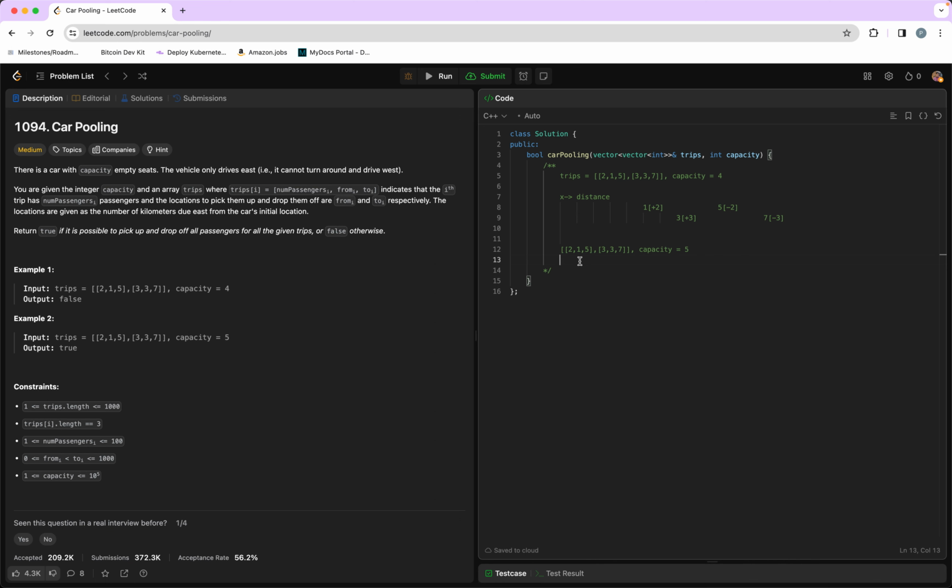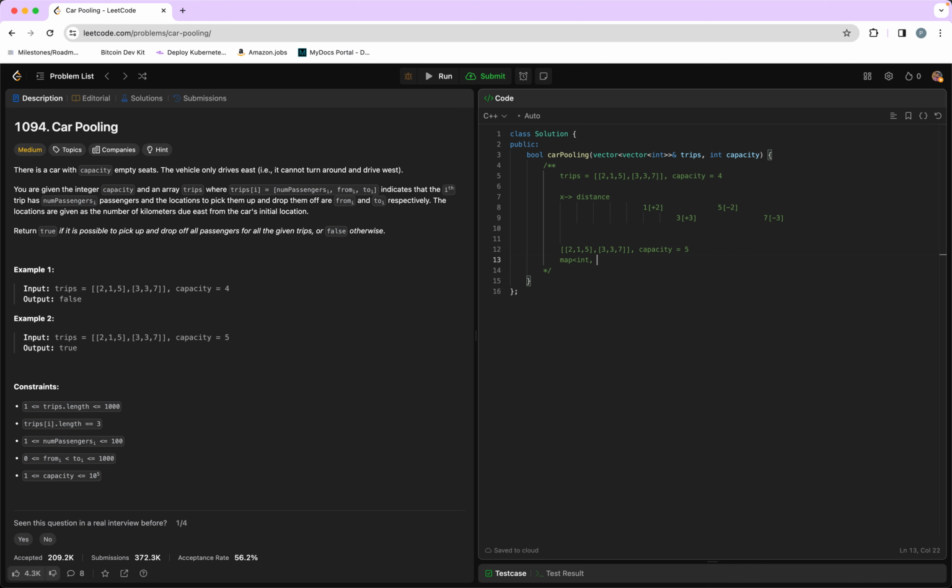That is, we would be maintaining an ordered map where the key would represent the time interval, or the x coordinate, at which the person is coming in, and its value would be either positive or negative. If it is positive, it would represent that x number of persons are coming in at that point, and if it is negative, it would represent that the passengers are exiting from our car, right?